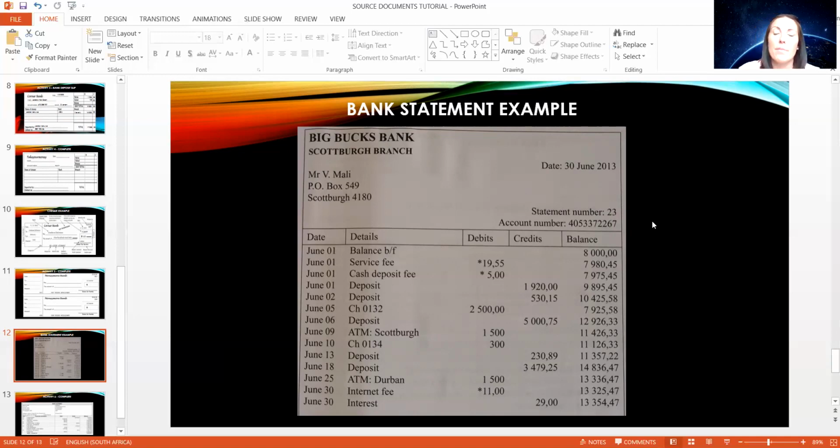They even sometimes tell us what number, so how many bank statements have been issued for this client. So this tells us this client has had his account with this bank for almost 2 years, 23 months. Then, importantly, the bank account number of the client, and then obviously all transactions that took place during the month will be reflected on the bank statement.